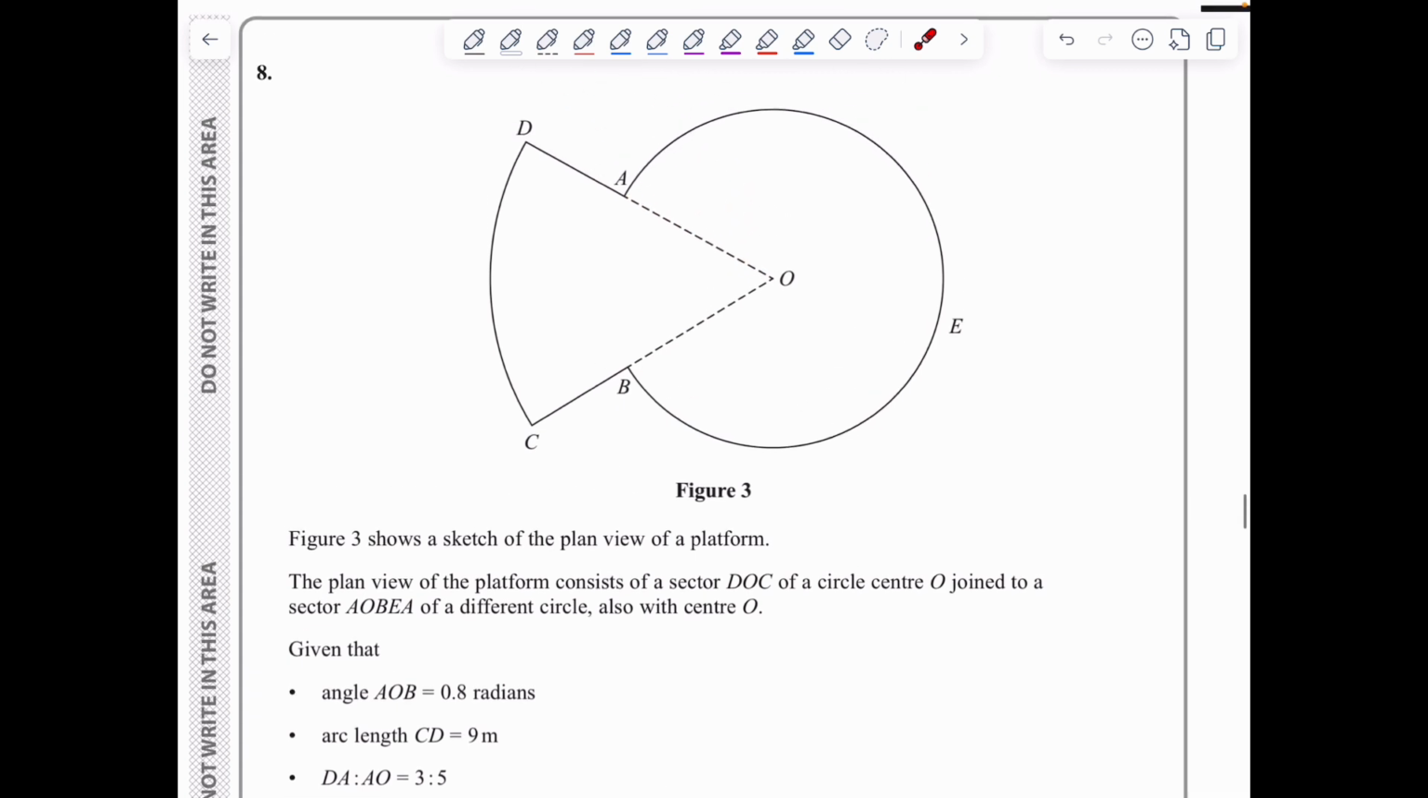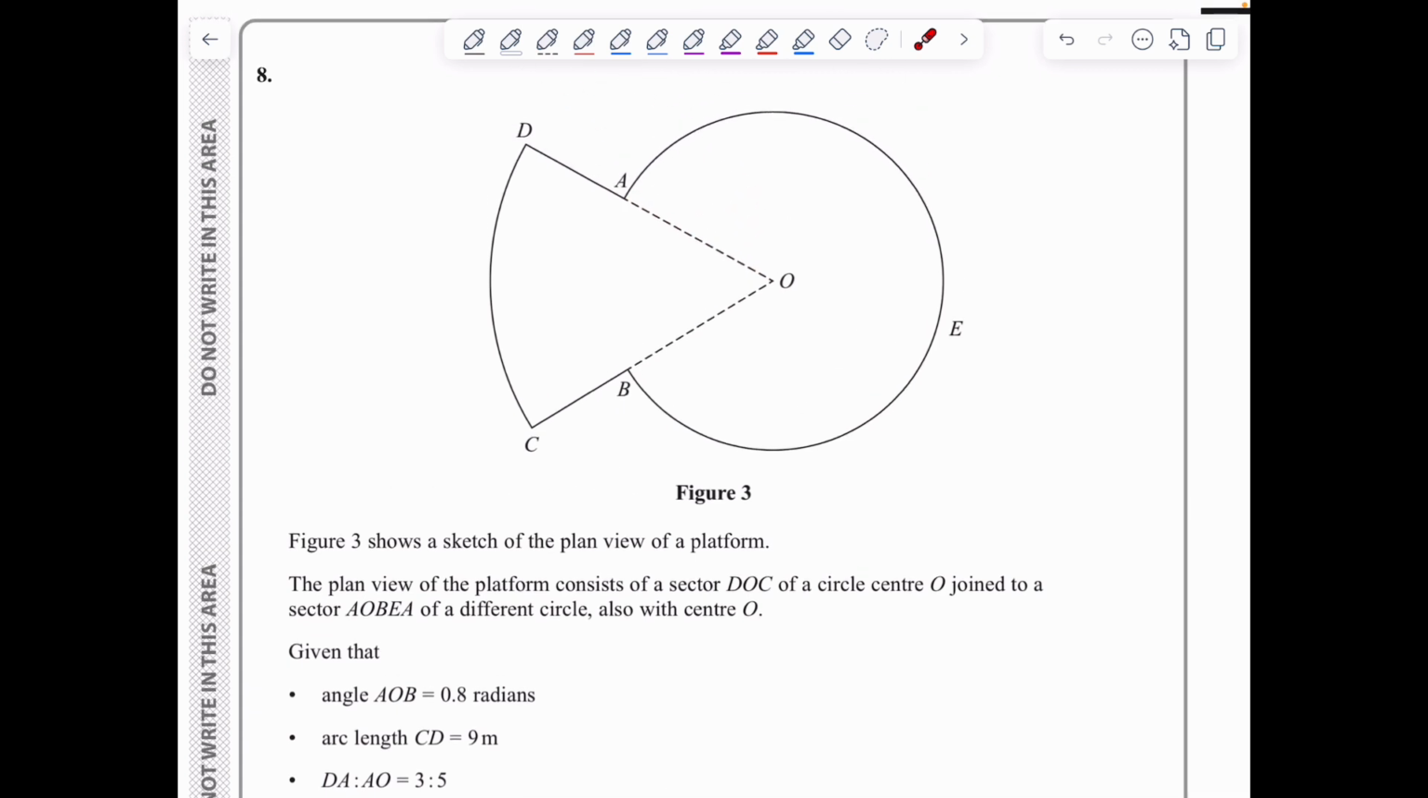Well, let me start by adding the information I've been given on my diagram. So we know that the angle is 0.8 radians, the arc length is 9 meters, and if the ratio of DA to AO is 3 to 5, this simply means that DA is 3 over 8 of the full distance and AO is 5 over 8 of the full distance OD.